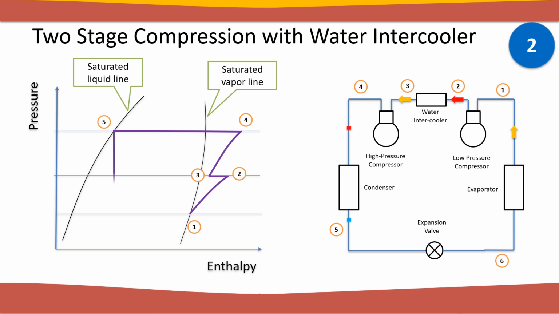Refrigerant expands from condenser pressure to evaporator pressure between points 5 and 6, followed by constant pressure heat absorption from point 6 to point 1. Complete de-superheating to saturated vapor is impossible in water intercooling because the cooling water temperature is not low enough for complete de-superheating of the refrigerant.